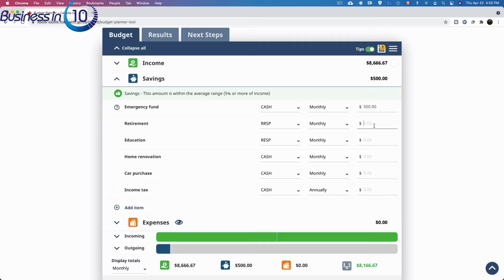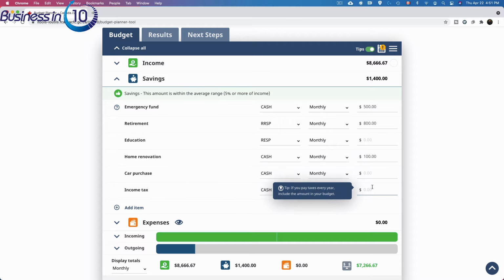Okay. For RSP, I'm going to put $800. RESP, I'm not going to put anything, but if you are putting some money in there, you can do that. Home renovation. If you have a home, you probably need reno. You should put some money away. I'm going to put $100 on a monthly basis. If you want to buy a car, and again, like I said earlier, they'll always give you a hint what to put in there. If you want to buy a car in the future, you can put some money in there, okay?